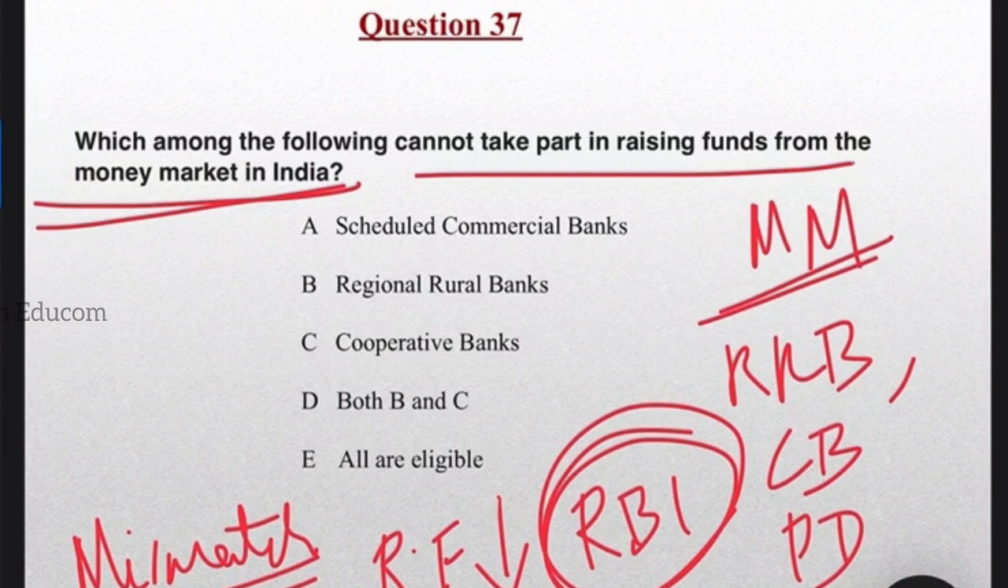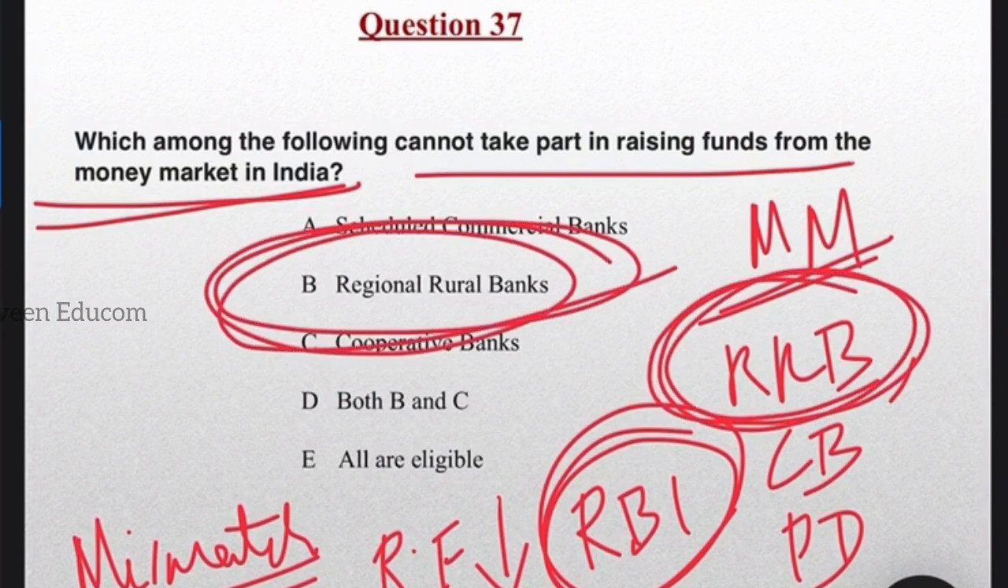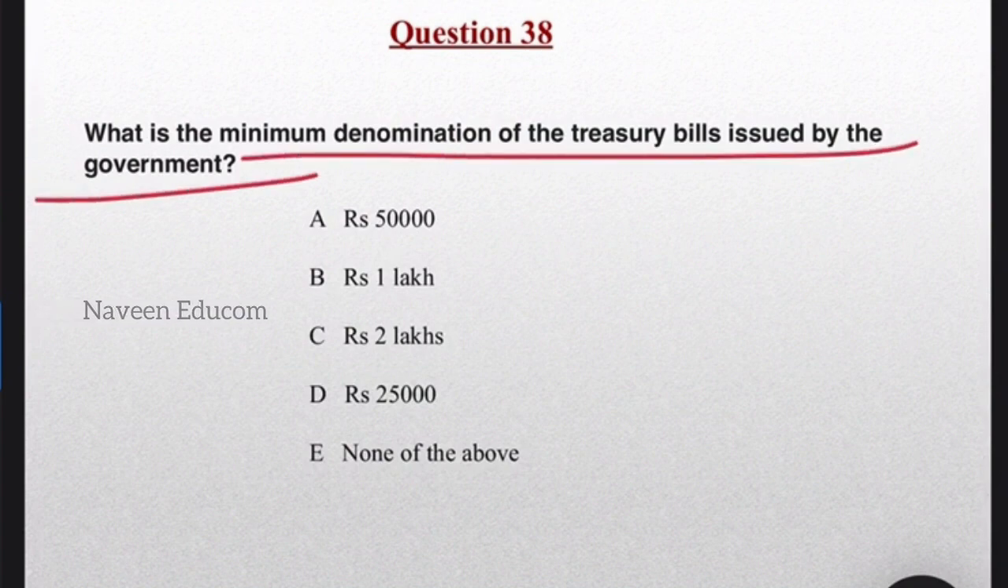Hope you are writing and noting these important points. So students, our answer is RRB, option B. So please note all these important points. Please don't avoid this. We mean to increase your knowledge, not just fetching the final answer. What is the minimum denomination of the treasury bills issued by the government?